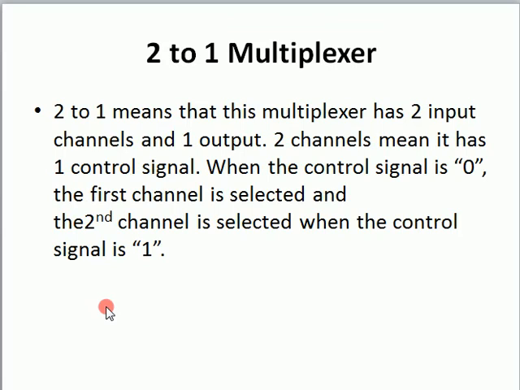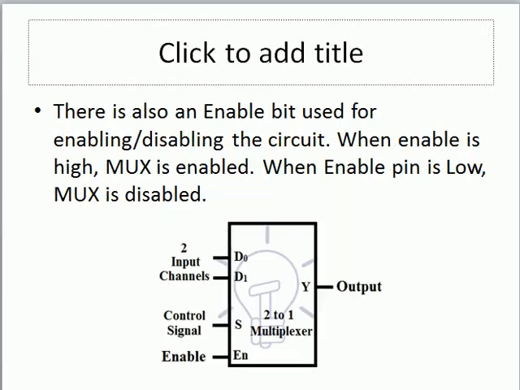When the control signal is 0, the first channel is selected, or you may say the first input is selected. And when the control signal, or the selector line, is 1, then the second channel is selected. How will it be done? We can see this from this figure.